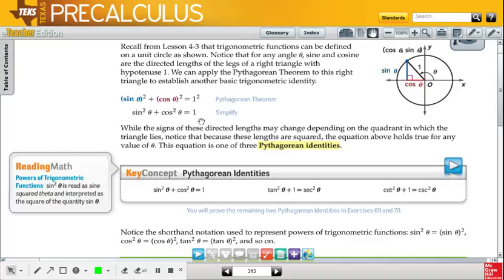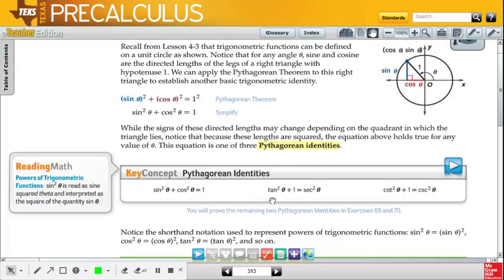Now, moving on to these Pythagorean identities, which you should have in your notes, which also you should know by heart, especially since it's going to be on a quiz and on a test. So the first one, sine squared theta plus cosine squared theta equals 1. The same could be said for cosine squared theta plus sine squared theta equals 1. The order does not matter.